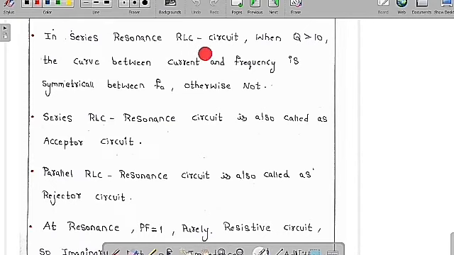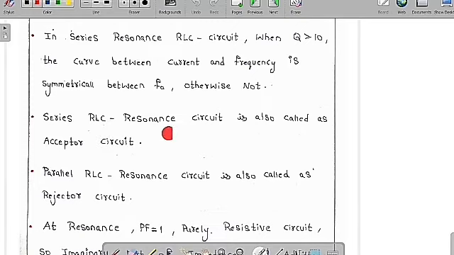In a series resonance RLC circuit, when Q is greater than 10, the curve between the current and frequency is symmetrical, otherwise not. See, it's a very special condition in series resonance RLC circuit. When the quality factor is greater than 10, the curve between the current and frequency is symmetrical, otherwise not. This is a very important point here. Only when the quality factor is greater than 10 can we say that the curve is symmetrical with respect to the resonant frequency. Otherwise, that is not the case.